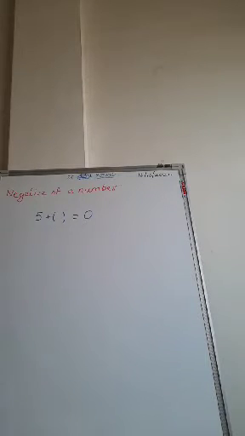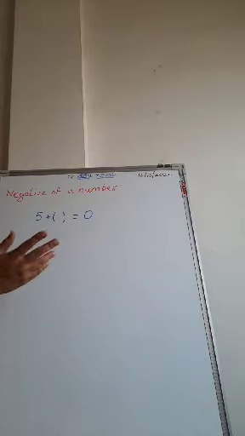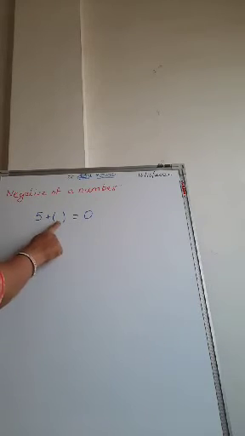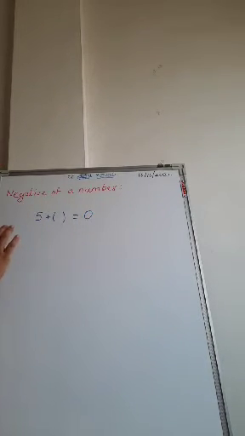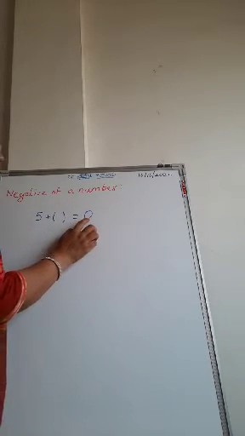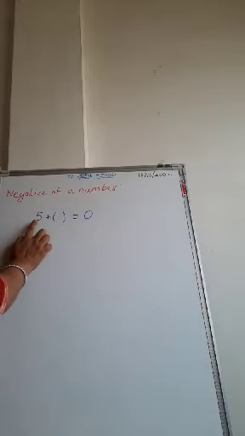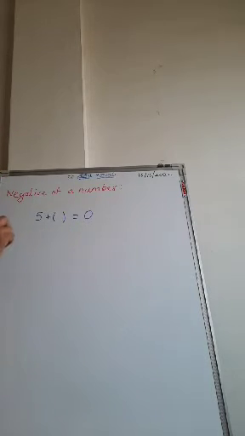See students, now I have taken a number 5. To this number, one number is added. Which number? I don't know. You have to think. And adding this number, we should get 0. 0 is the additive identity. You know that. So, to get 0, what should be added to 5? You think. I will give another number.